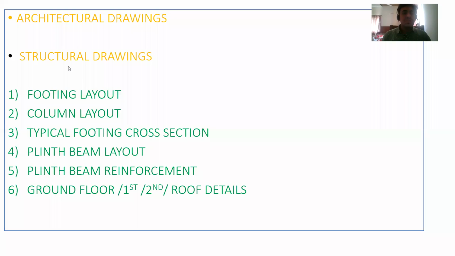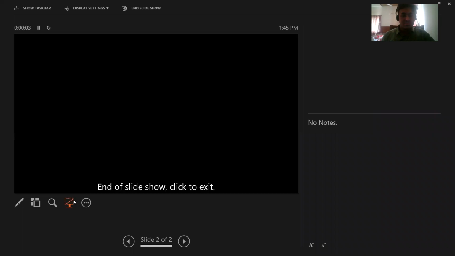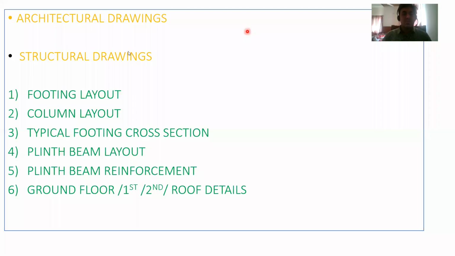So coming to the structural drawings, the first ones are the footing layout and the column layout. Whenever a drawing is released, these are the drawings we usually need to refer to initially. The footing layout and the column layout, both drawings will be released simultaneously, and based on these drawings, we are going to do the execution. So we'll try to understand them.